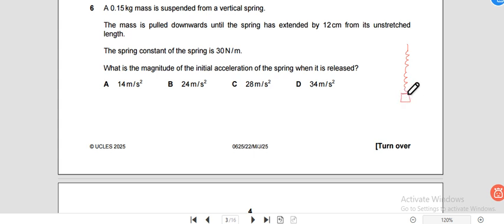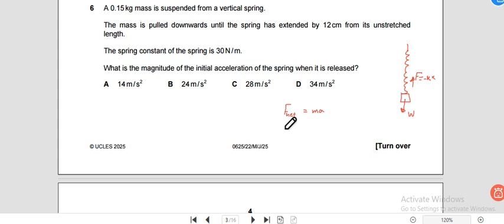spring is released, the mass moves under two forces: a downward force, which is the weight, and an upward force, which is the force in the spring, F equals minus kx. To get the initial acceleration from Newton's second law, we should first get the F net, and after that equate it with mass times the acceleration.